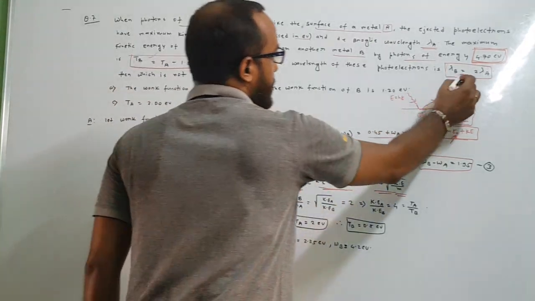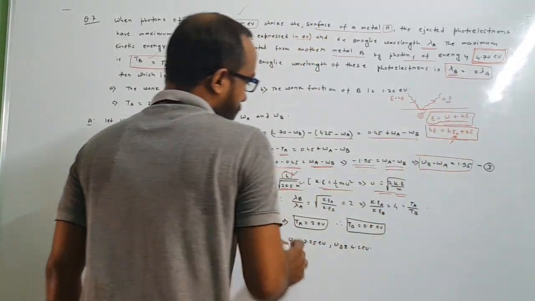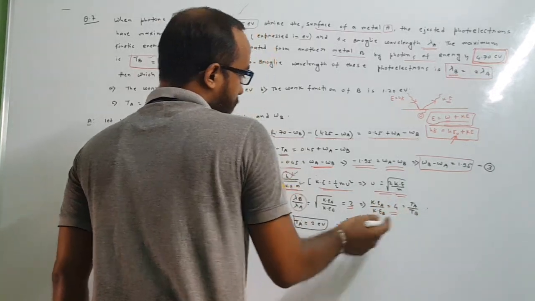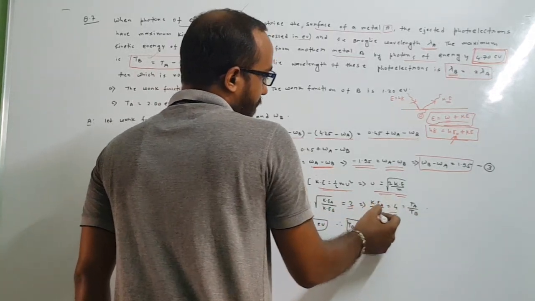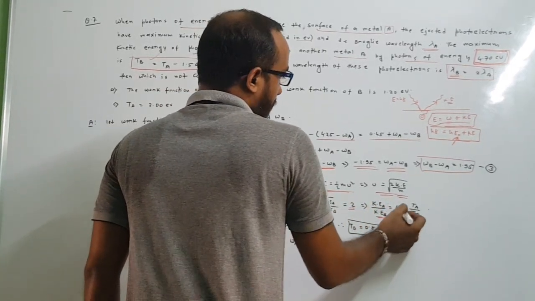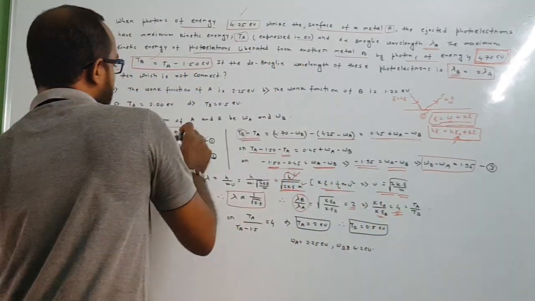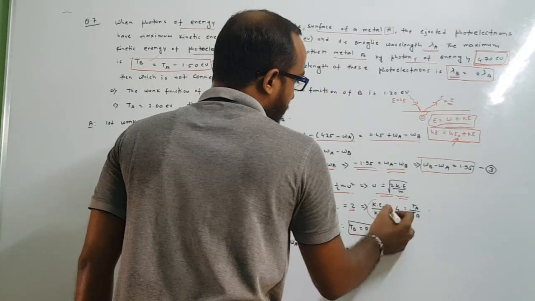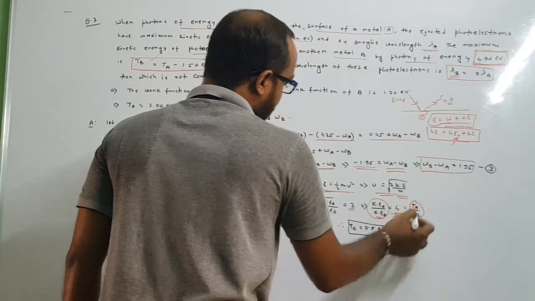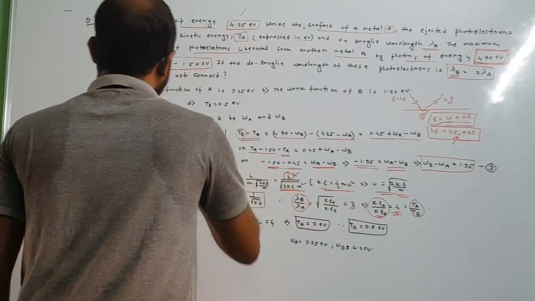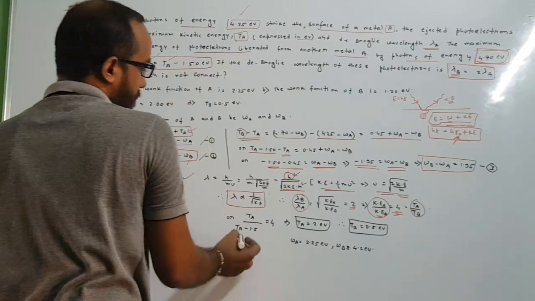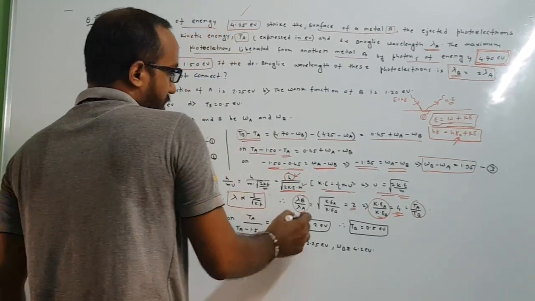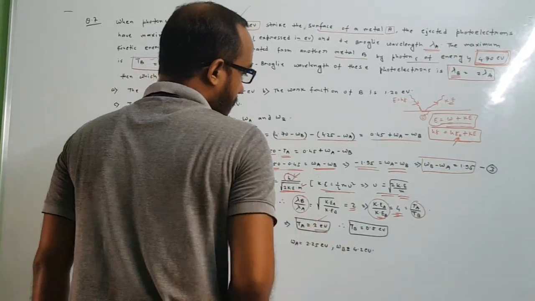Now see, here one relation is given, lambda B by lambda A is 2. So lambda B by lambda A, this value is 2. So square, do square. So you will get kinetic energy of A by kinetic energy of B as 4. And here kinetic energy is represented as TA and TB. So this kinetic energy of A by B should be TA by TB. Now TB is given as TA minus 1.5. So TB is TA minus 1.5. Now simplify, you will get TA as 2 electron volt.